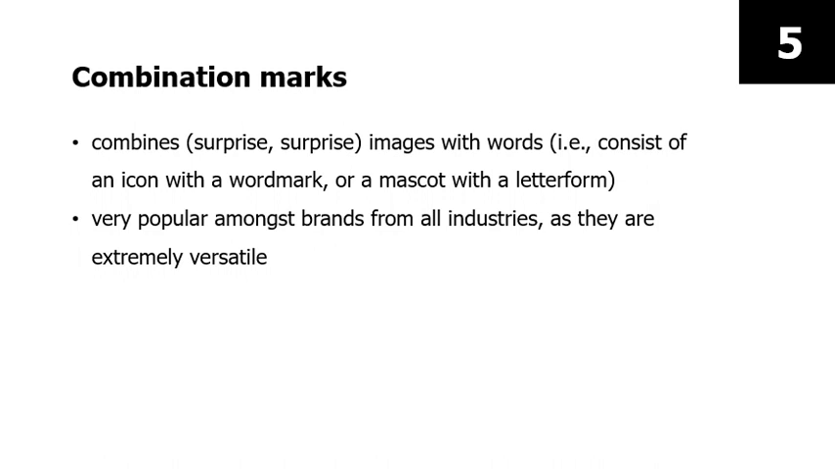And then if you put the name Jollibee alongside with that, now that's a combination mark. So this is said to be very popular among brands from all industries because they are very versatile. When we say versatile, you can use them in many forms. So in some cases, maybe you would only like to put the icon or the symbol. In some cases, you might want to put both the letter form and the icon, diba?